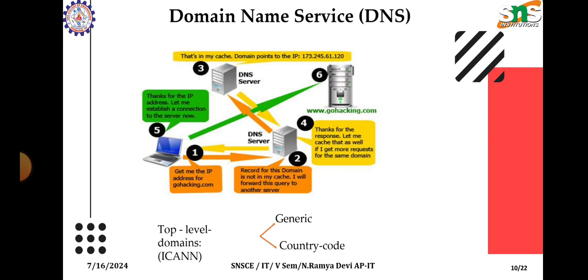The main concept behind the internet is the domain name service. We get the IP address for the website we are giving. If the record for this domain is not in the cache, it is forwarded as a query to another server, and then to the DNS server. If it is in the cache memory, it is taken from the cache and points to the IP address, and the response is sent back to the client who requested it. The IP address and the domain name are mapped together.